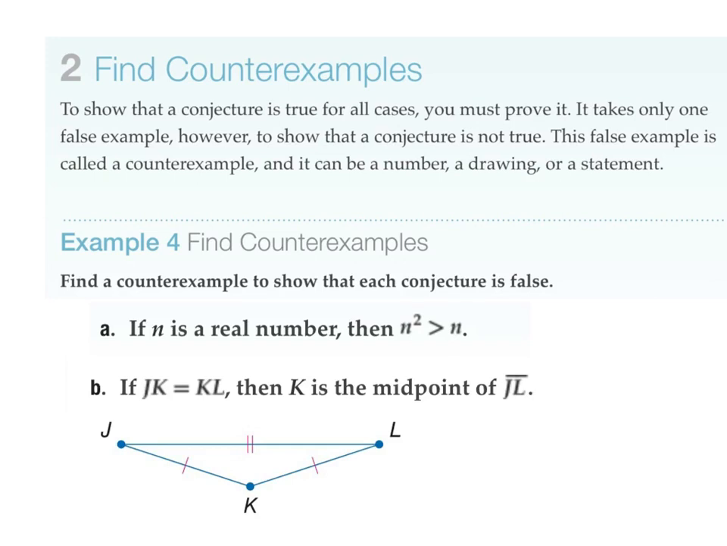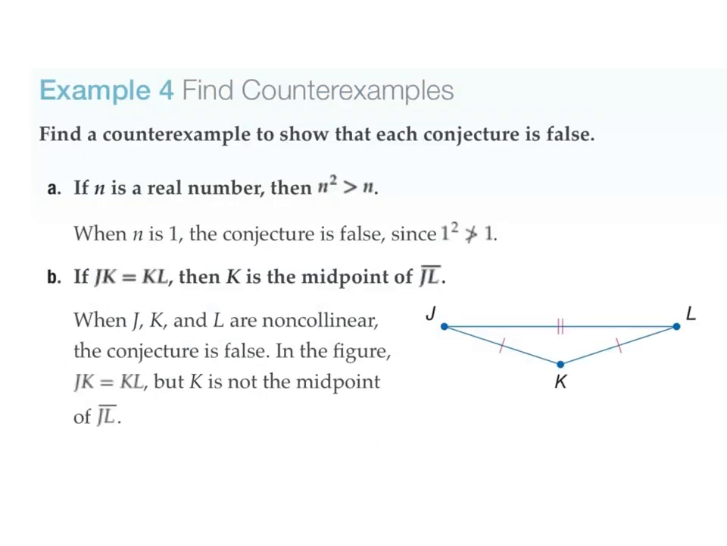Simple, easy. Again, here's finding a counterexample using algebra. If n is a real number, then n squared must be greater than n. All you've got to do is prove it false. Well, when n is 1, the conjecture is false, since 1 squared is not greater than 1, it equals it. As soon as you've done that, boom, you've got an answer. You've proved it with a counterexample.